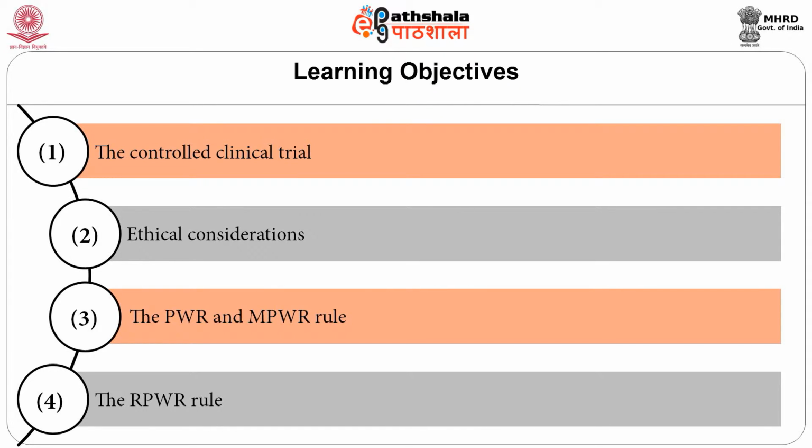Learning objectives for this module. We shall first define the controlled clinical trial. Next, we shall see that there are some ethical considerations which imply that the standard design of the controlled clinical trial can be improved upon in terms of ethical requirements. We shall revisit the PWR and the MPWR, which we introduced in our previous module. We shall see that these have some drawbacks, and hence, as a remedy, we shall finally introduce the randomized PWR rule.